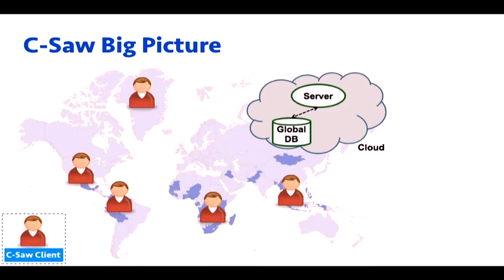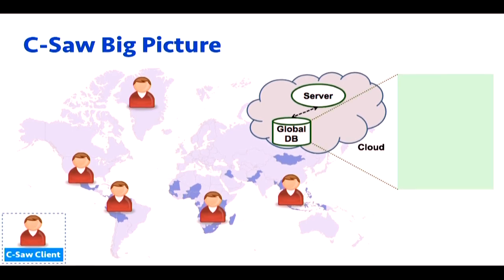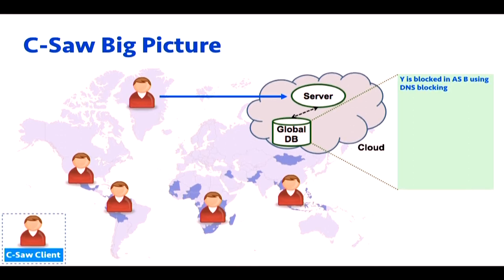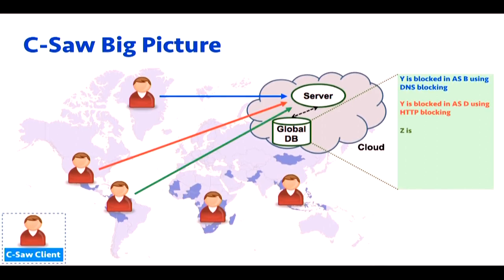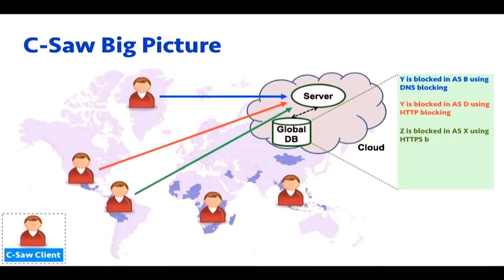And here is the big picture of CISO. So you have CISO clients that are distributed across the world. They visit websites according to their natural browsing habits. And when they find a web page to be blocked, they report this to the measurement infrastructure. So in this case, a user found Y to be blocked in autonomous system B using DNS blocking. And these measurements result in building up the measurement data, which is then used by individual clients to speed up the circumvention.